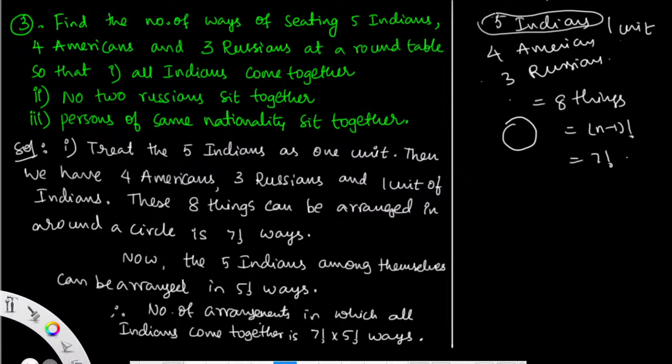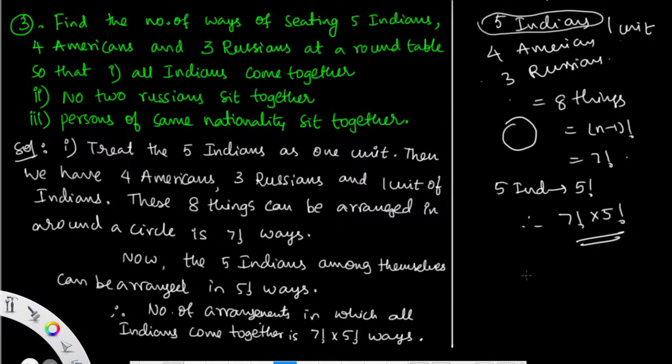Now the 5 Indians need not be in the same order. So that is the internal arrangement. Among themselves, the 5 Indians can be arranged in 5 factorial ways. Therefore, the total answer is 7 factorial into 5 factorial arrangements.